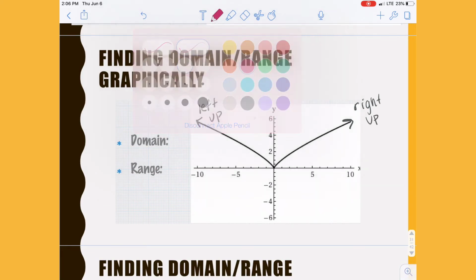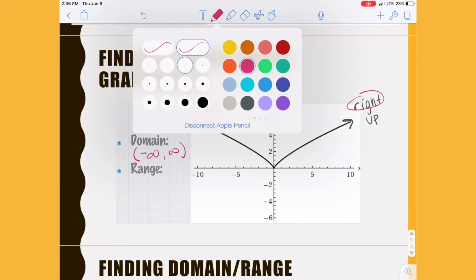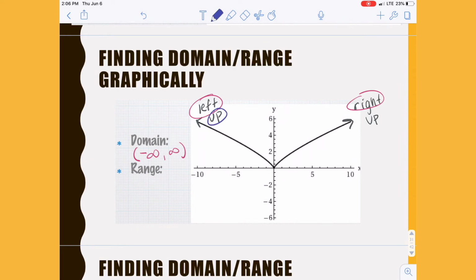So for domain, I'm thinking about my left to right, so that's pretty easy, negative infinity to infinity. But when I think about range, I'm thinking about my up to down, and I have up and up, and I can't have infinity to infinity. I've got to have, so to speak, a starting point. So I think about what is the lowest point this graph hits, and when I think about this point right here, that represents 0, 0, there are no y values that go below that value 0. So that actually ends up being my low point, 0, all the way to infinity.